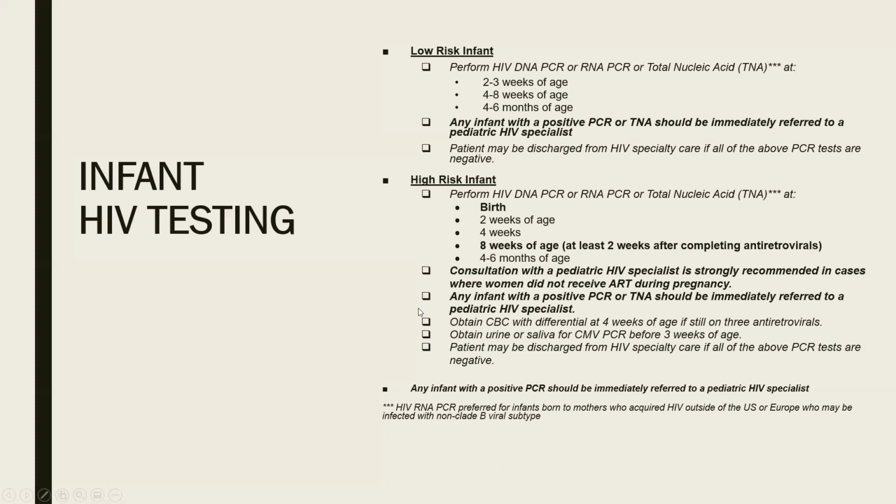Additionally, for high-risk infants, we recommend obtaining a CBC with a differential at 4 weeks of age if the infant is still on 3 antiretrovirals. This is because zidovudine and 3TC together, or zidovudine alone, has the potential to cause bone marrow toxicity. We also recommend obtaining a urine or saliva CMV PCR before 3 weeks of age in high-risk infants.